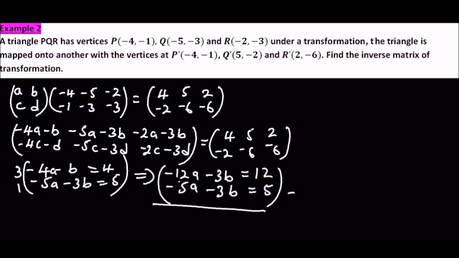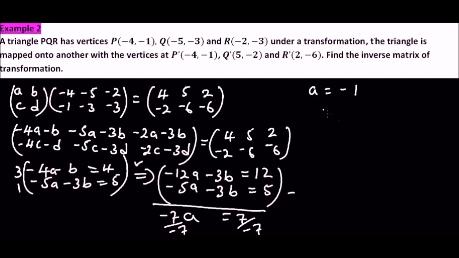So minus 12A plus 5A, that should give us minus 7A. Minus 3B minus 3B is 0, and 12 minus 5, that should give us 7. Divide both sides by minus 7, and therefore we will have our A. So when you divide through by 7, our A is minus 1. So we substitute our A in one of these equations here.